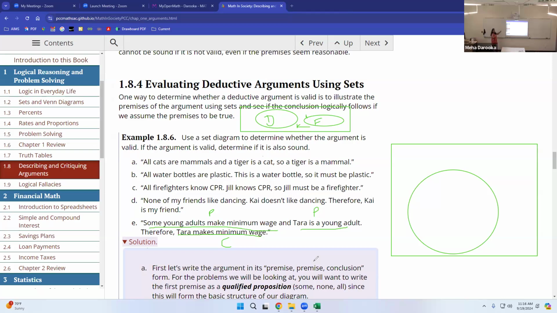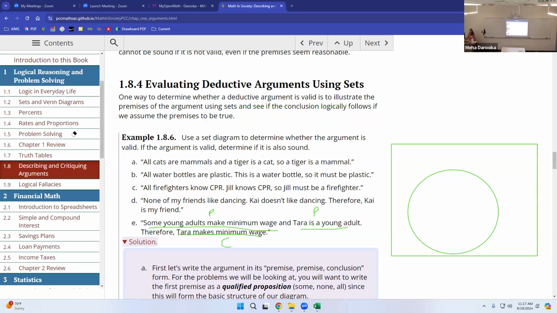So what are my two circles? Very nice. Yes. Young adults and minimum wage. Now, what would the circles look like? One inside the other, separate like we did in the previous example, or overlapping? Overlapping, and that's the keyword: some. So when you see some, because we're saying some means they may make minimum wage, they may not make minimum wage, right? So that means there can be a little group which will be overlapping. So yeah, we do need to make overlapping circles.